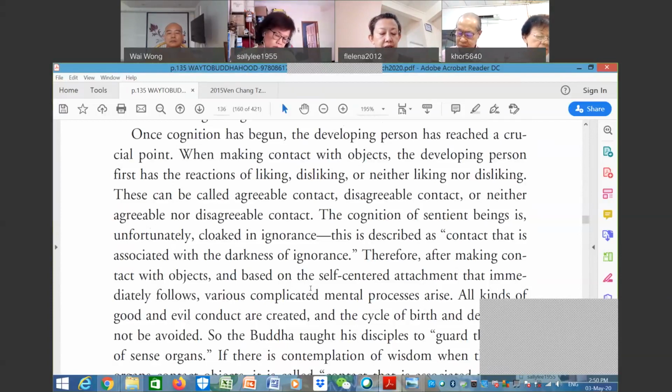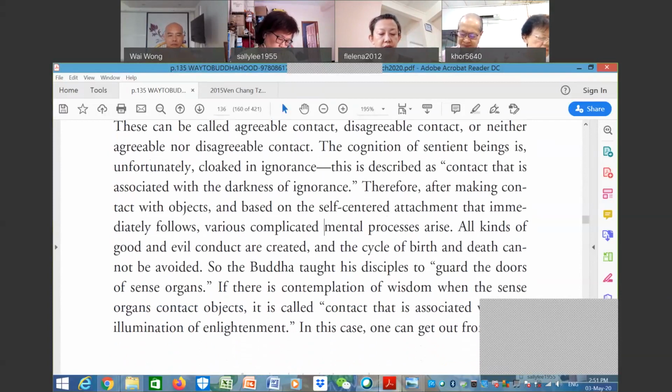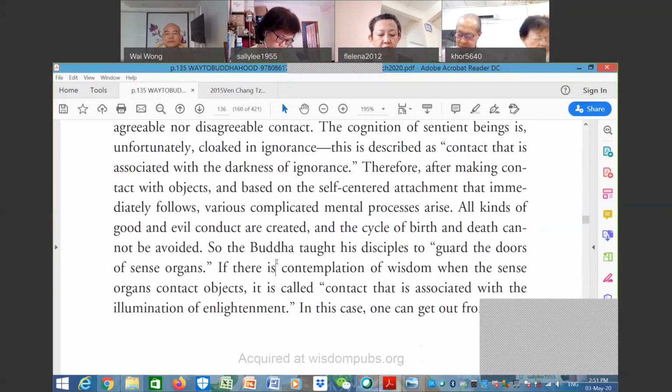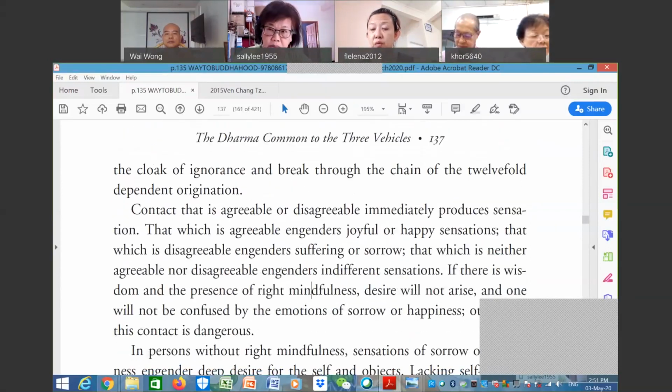The condition of sentient beings is unfortunately locked in ignorance. This is described as the contact that is associated with the darkness of ignorance. Therefore, after making contact with objects, and based on the self-centered attachment that immediately follows, various complicated mental processes arise. All kinds of good and evil conduct are created, and the cycle of birth and death cannot be avoided. So the Buddha taught his disciples to guard the doors of the sense organs. If there is contemplation of wisdom when the sense organs contact objects, it is called contact that is associated with the illumination of enlightenment. In this case, one can get out from under the cloak of ignorance and break through the chain of twelve-fold dependent origination.